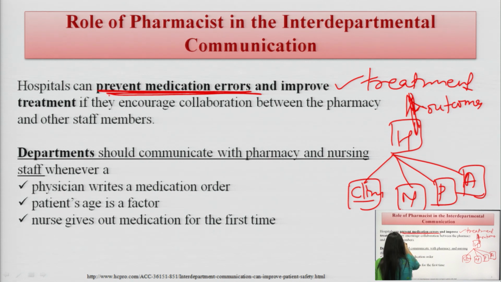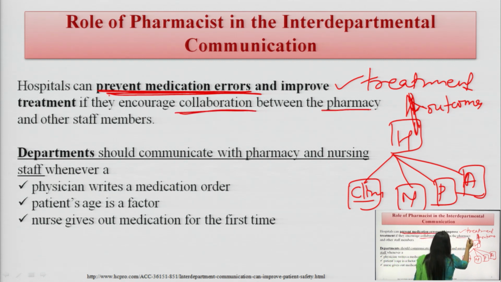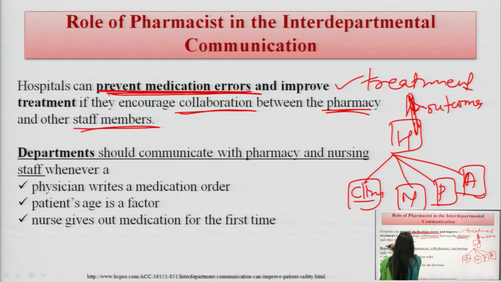So if they encourage collaboration, as I told you, between the pharmacy and other staff members, if physicians, nurses and pharmacists are all working in a team, of course, they can achieve these two or three goals. Now, departments should communicate with pharmacy and nursing staff.